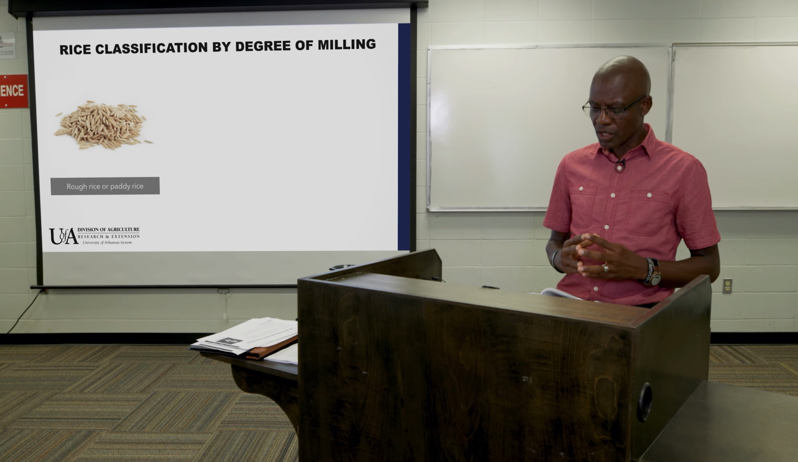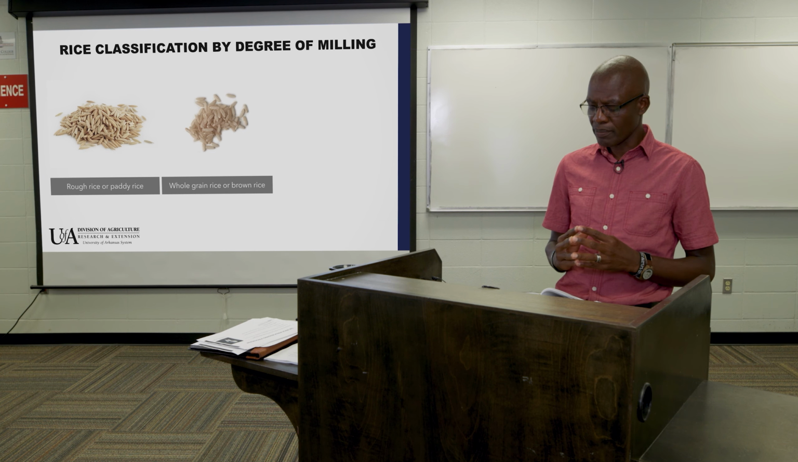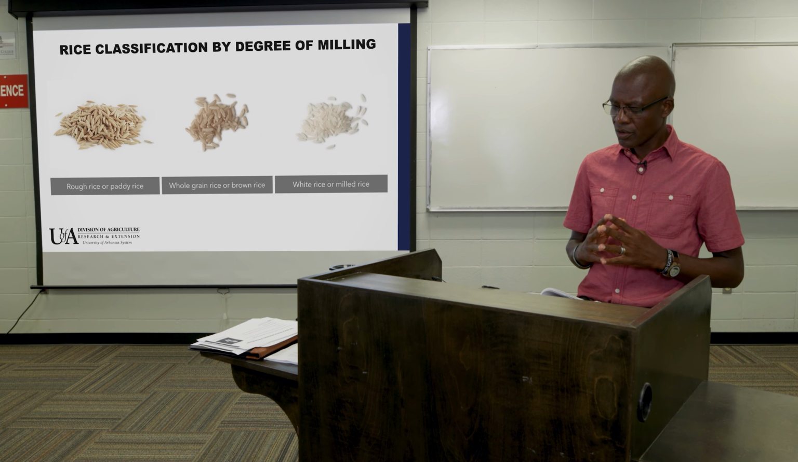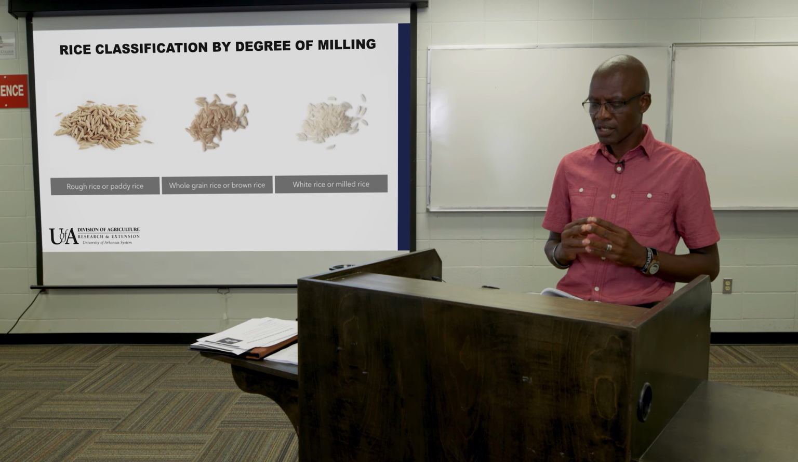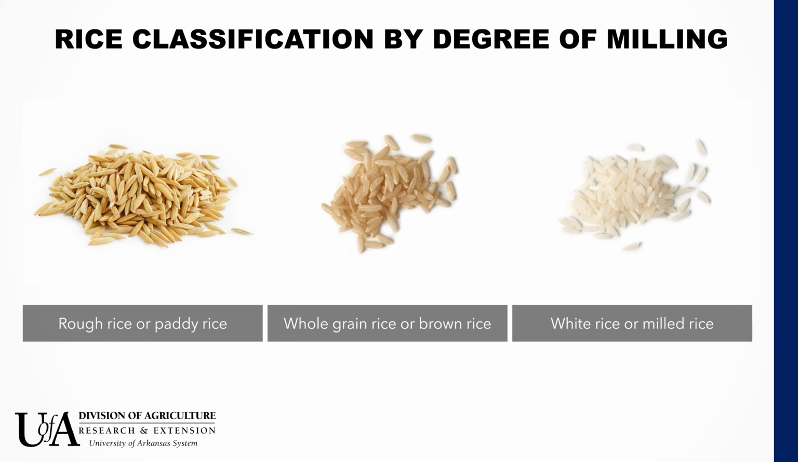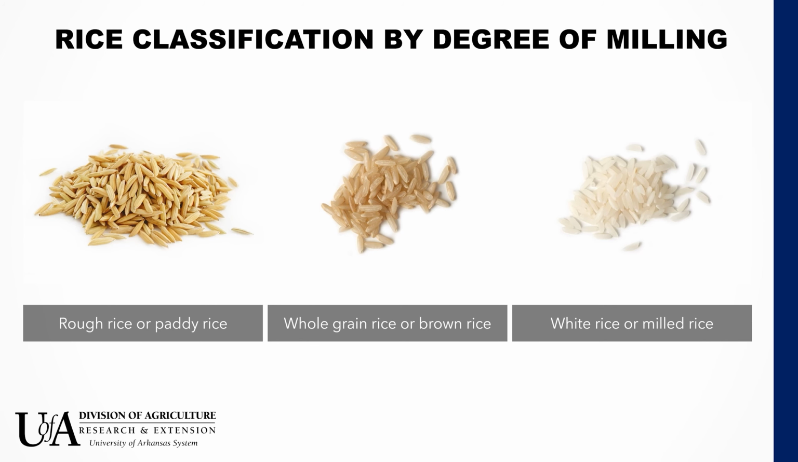Next, I want to move into various classifications of rice based on the degree of milling or rice fractions. We have 3 classifications. We have rough rice, we have whole grain rice or brown rice, and then we have white or milled rice. And I want to go ahead and describe what each of these types of rice means.